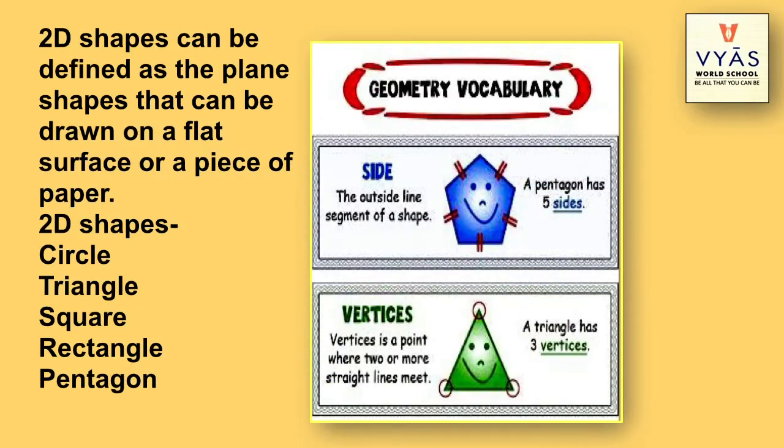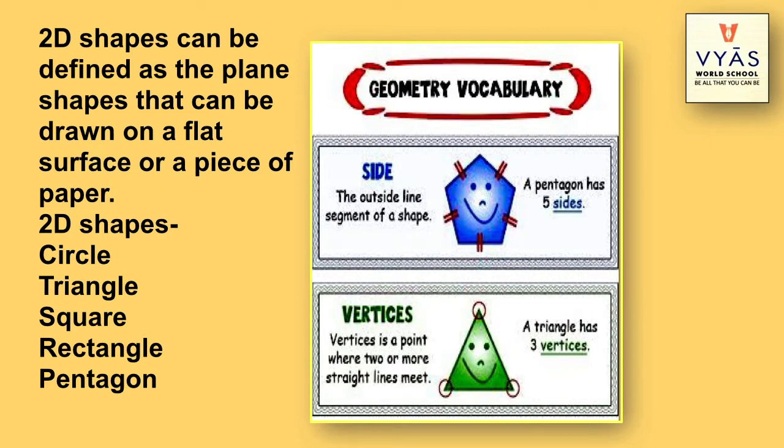Now, 2D shapes can be defined as the plane shapes that can be drawn on a flat surface or a piece of paper. Children, 2D, D here stands for dimensional. So two-dimensional shapes are circle, triangle, square, rectangle, pentagon, hexagon. So all these are the two-dimensional shapes or the 2D shapes. 2D shapes are also called the plane shapes.